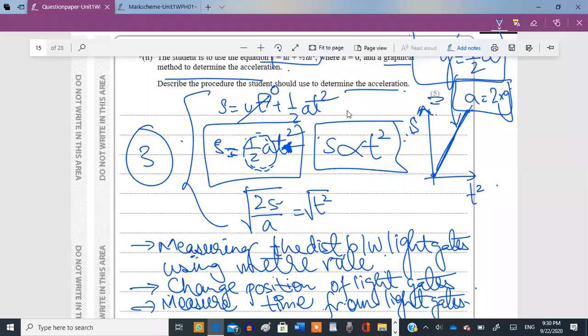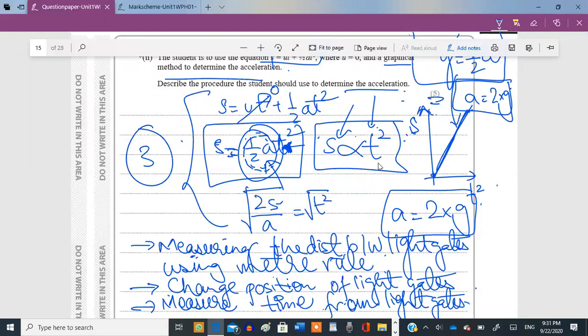This is the entire answer. s equals ut plus half at squared, where u is 0. So this is what we get: s equals half at squared. Half a is constant, meaning half a is going to be the gradient of the s against t squared graph. This is the graph that we will plot. To get the acceleration, we need to multiply the gradient by 2. He can measure the distance using a meter rule and the time using the light gates. The distance can be varied by changing the position of the light gates, and the time taken can be varied using that method. Clear?